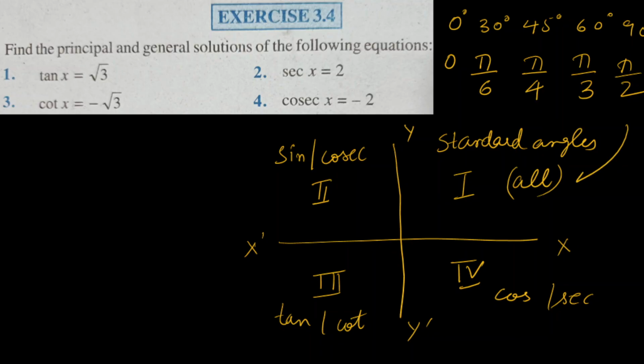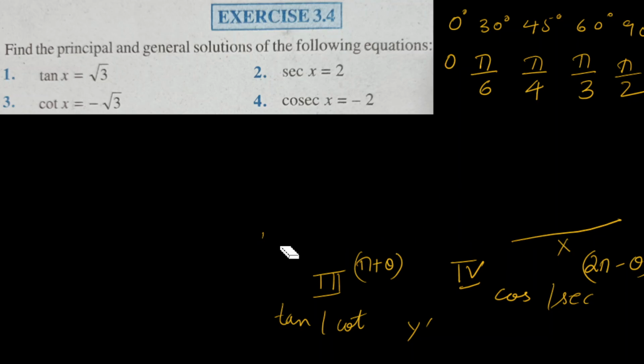Standard angles normally we write in the first quadrant. In the second quadrant we express the angle in the form pi minus theta, because the angles are less than 180. In the third quadrant we express angles as pi plus theta, and in the fourth quadrant we express angles as 2 pi minus theta. 2 pi radian is equal to 360 degree, so 360 minus theta. Theta is any angle. So these things you should remember, I'll be using them. Now let's start this exercise.